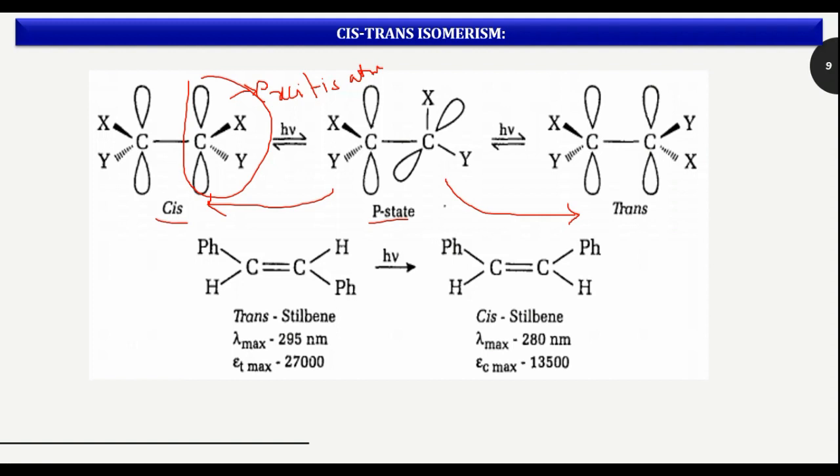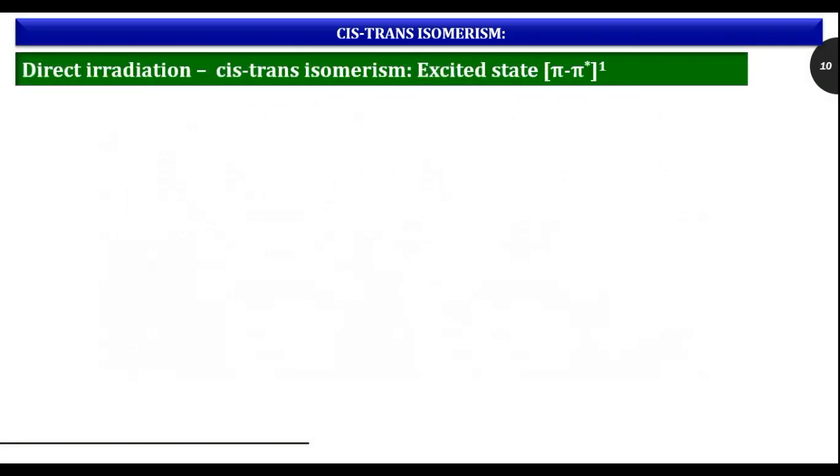Trans stilbene is present in 7% after irradiation, and cis stilbene is present in 93%. So let's see direct irradiation, cis-trans isomerism.